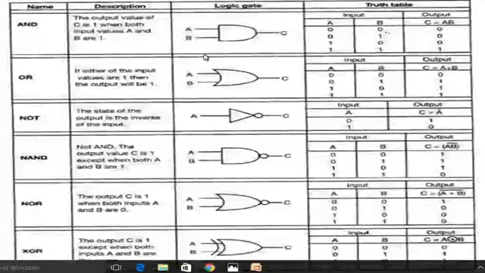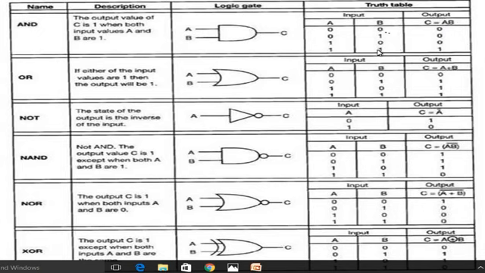Now let us revise all these gates. First gate is AND gate. We know the logic of AND gate. When A and B both are true, then Y is true. Here I have written the letter C instead of Y. There is no objection. You can write any letter for output. But it is most important to write the correct Boolean equation for each gate.